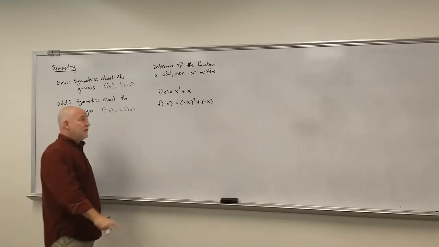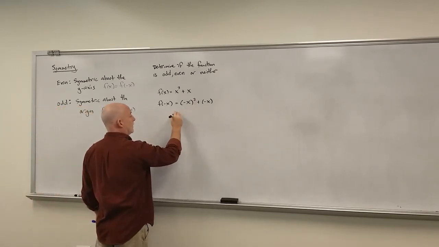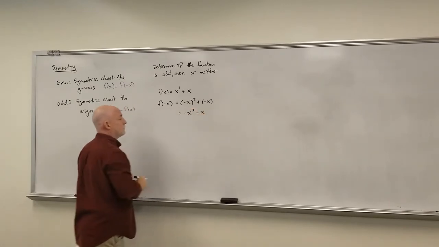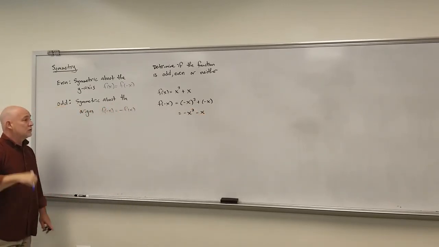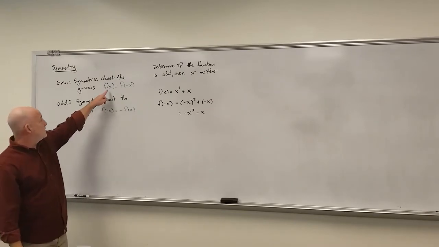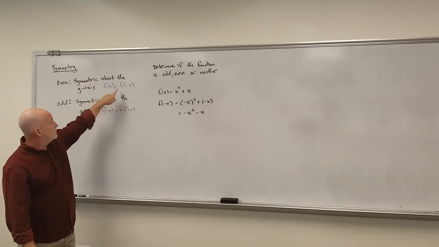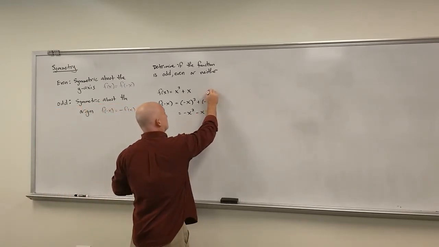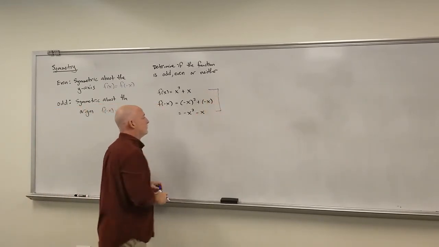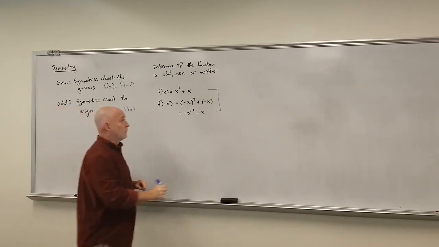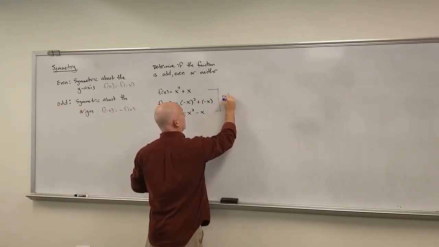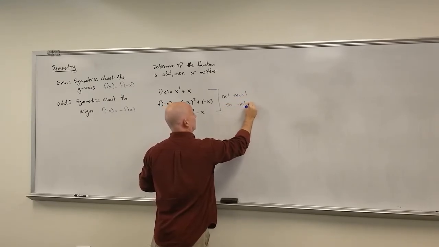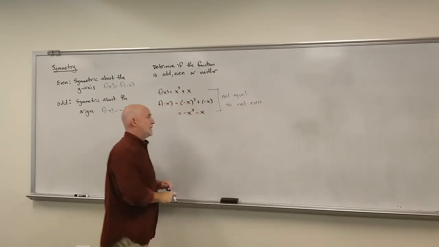Now remember, if you have a negative to an odd power, that result is still negative. And of course, that's just negative x. Okay, now what we need to do here is compare these two. Does our original function equal the function when we plugged in negative x? So the question is, do these two equal? And they don't equal, so this function is not even.